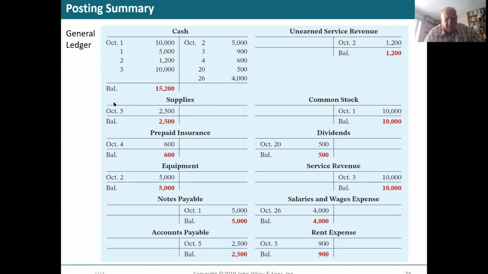Cash has a normal debit balance, so do supplies, prepaid insurance, equipment. We expect to see debits. At the end of the month, if we have a credit balance of, say, 5,000 in cash, that's a problem. That means a mistake has been made that needs to be rectified.